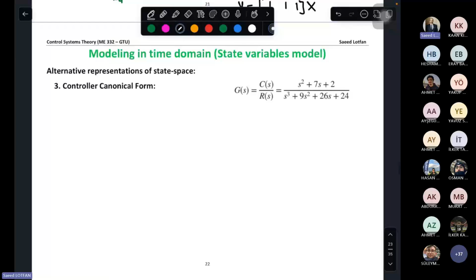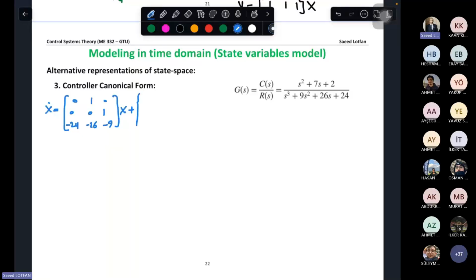The third representation is controller canonical form. If I have this equation, what is the phase variable? We discussed the phase variable for this: x dot is equal to 0, 1, 0, 0, 0, 1, then minus 24, minus 26, minus 9, x plus 0, 0, 1, r, and y is like 2, 7, 1, x. This is the phase variable.